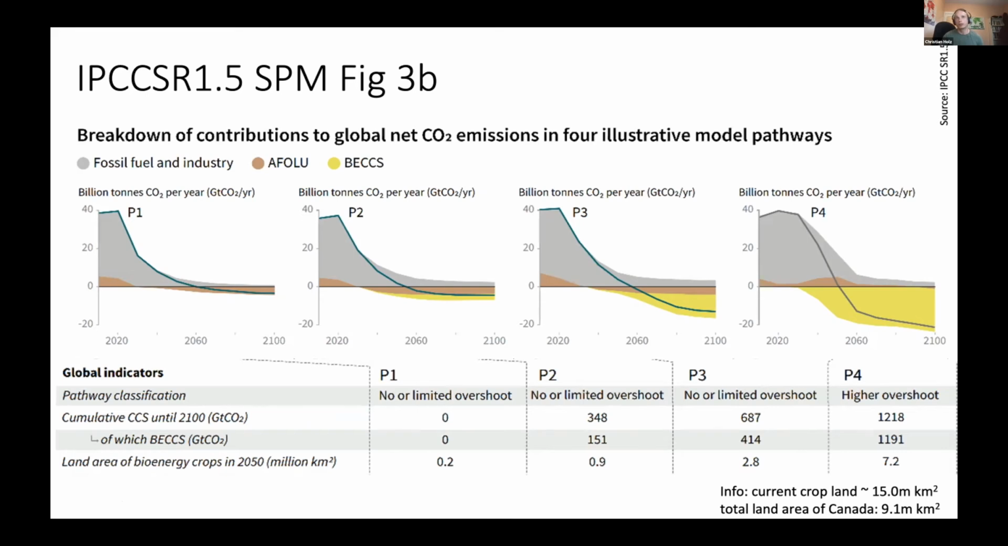So half of that we would need to use for bioenergy crops, and I don't know where the food then comes from. For comparison, the total land area of Canada is 9 million square kilometers. So it's quite a lot of area that would need to come under biocrop production in these scenarios.